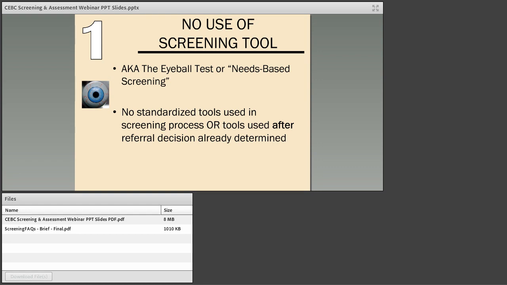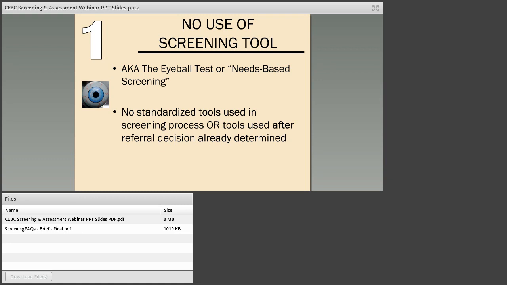And I would call that the eyeball test. So that's not using a tool, or if you use a tool, you use it after the decision's already been made. So that child welfare workers are deciding that someone needs mental health services just based on their judgment, based on their perception. This is also sometimes, I've heard it called a needs-based screening, which is kind of a misnomer, because if you know that there are needs, then you've already identified, you've already done the screening. That's the screening. You said that there are needs, and so that decision has already been made.